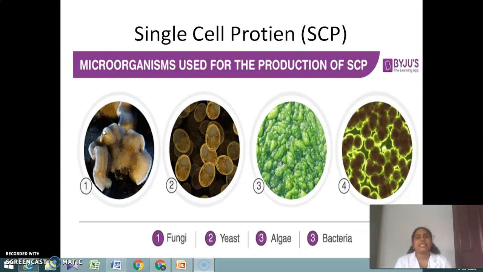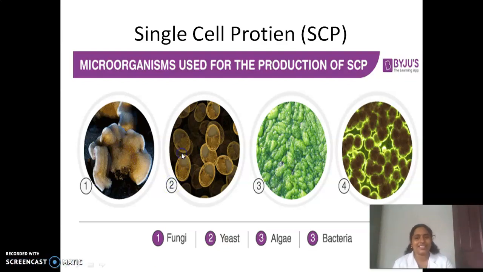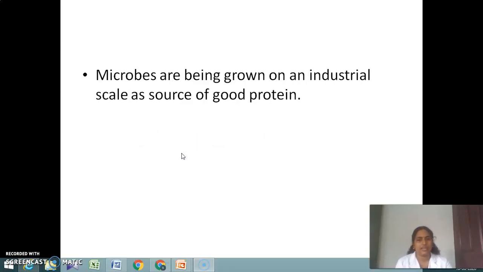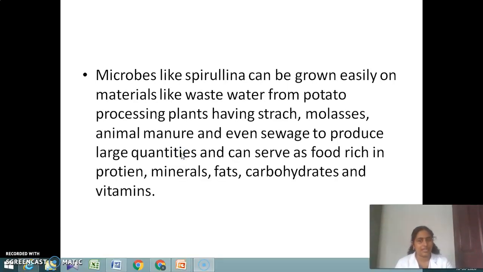Next topic is single cell protein. We can use different microorganisms for the production of single cell protein. And before that, we can discuss what single cell protein is. It is an alternate source of protein for animal and human nutrition. Microbes are grown on industrial scale as a source of good protein. Okay, so from single cells, we can produce much quality food.